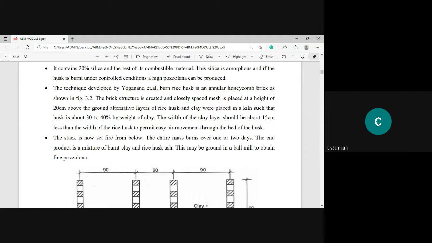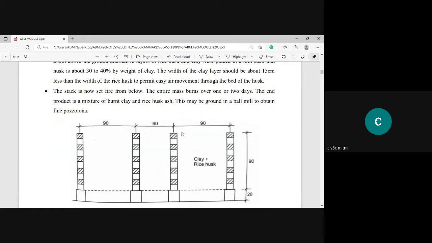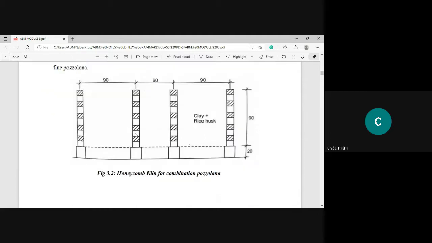Why? Because in order to permit easy air movement through the bed, that means whatever husk I am going to burn, the fire should catch through those particles. Hence I am going to increase the width of the rice husk layer and decrease the width of the clay layer. So with that context, you can see I have set up the device.